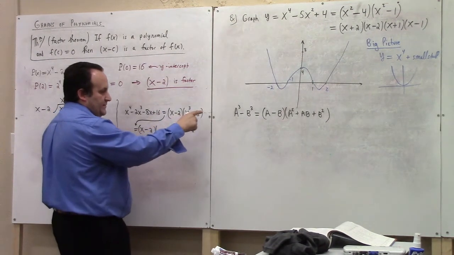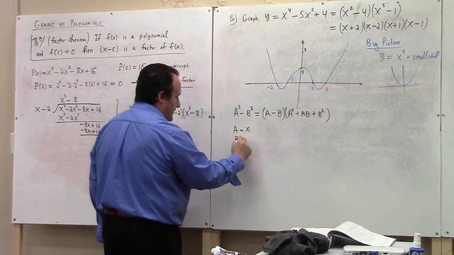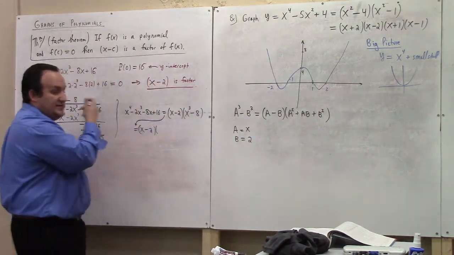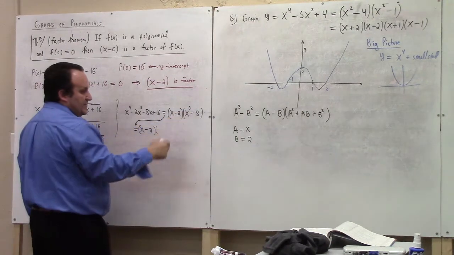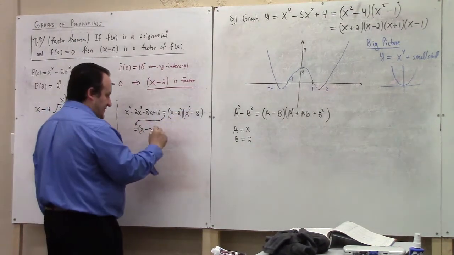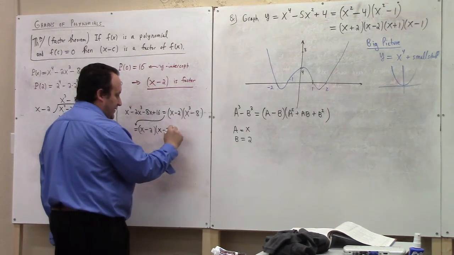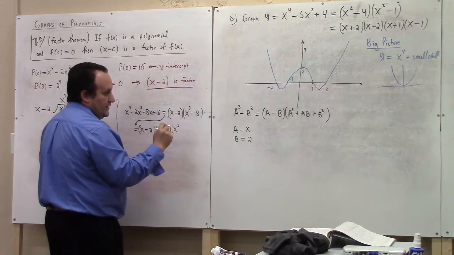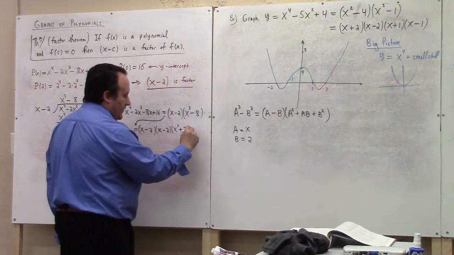So apparently, I'm thinking a equals x and b equals 2, because 8 is 2 cubed. So that's really x cubed minus 2 cubed, right? So that's x minus 2 times, well, x squared plus 2x plus 4.